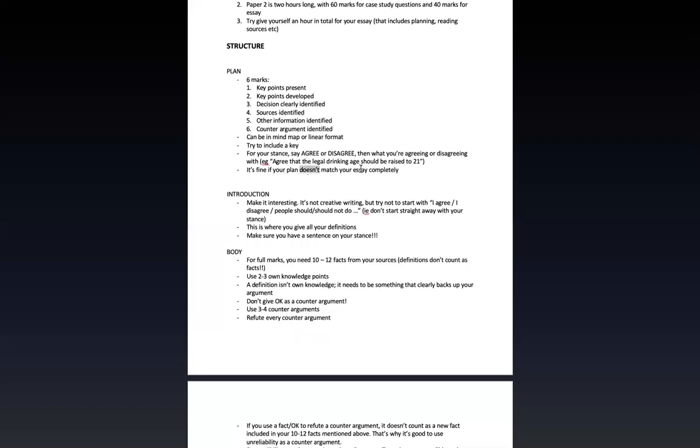It's fine if your plan doesn't match your essay completely. It's fine if you write your plan and then in your essay you say, oh, actually, I don't think I want to talk about this point. I'd rather talk about this. But don't change an entire key point.